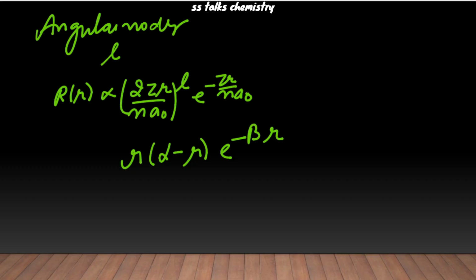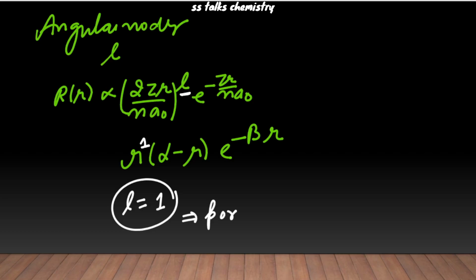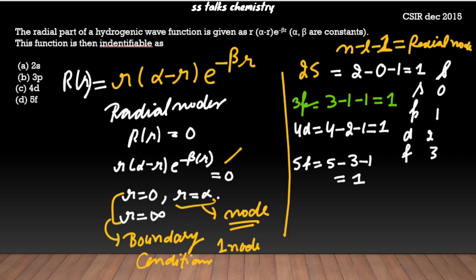Compare both of these. Here r is raised to the power of 1, which corresponds to the l value. So the l value is 1 in this. This is the angular node which is present. l value is 1, which means it corresponds to the p orbital, right? From the given options, the p orbital is in option B, which is 3p. So option B will be the right answer in this.